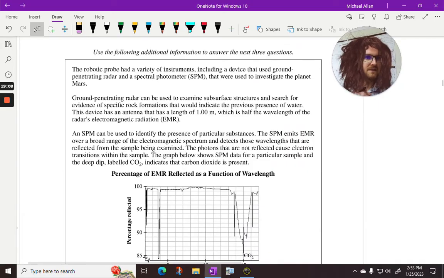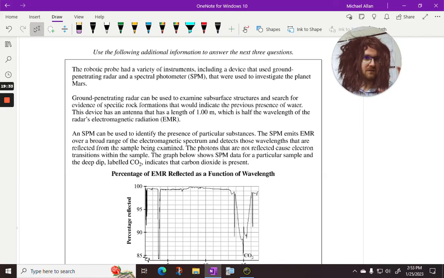A robotic probe has a variety of instruments, including devices that use ground-penetrating radar and spectroscopy, used to investigate the planet Mars. The ground-penetrating radar can be used to examine the structure, searching for specific rock formations, and the presence of water.